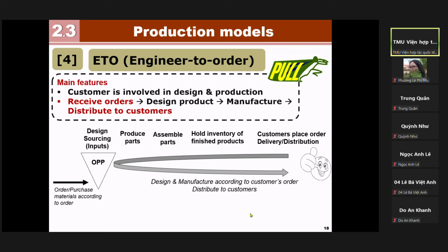However, those sourcings can be changed according to the customer, in the way that maybe they come up with a design that requires a very special material. So you have to look for a new supplier that is able to offer that kind of material, and so on. When we receive the order, you start purchasing the material according to the order and then start doing everything like this.